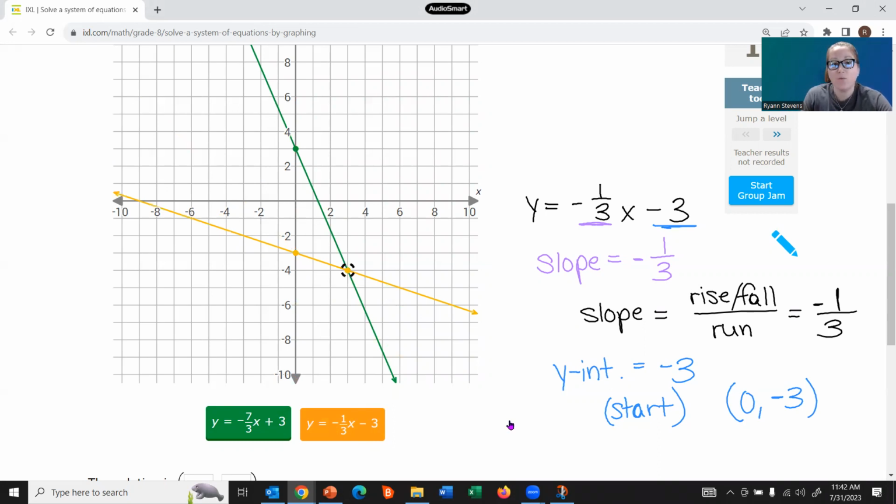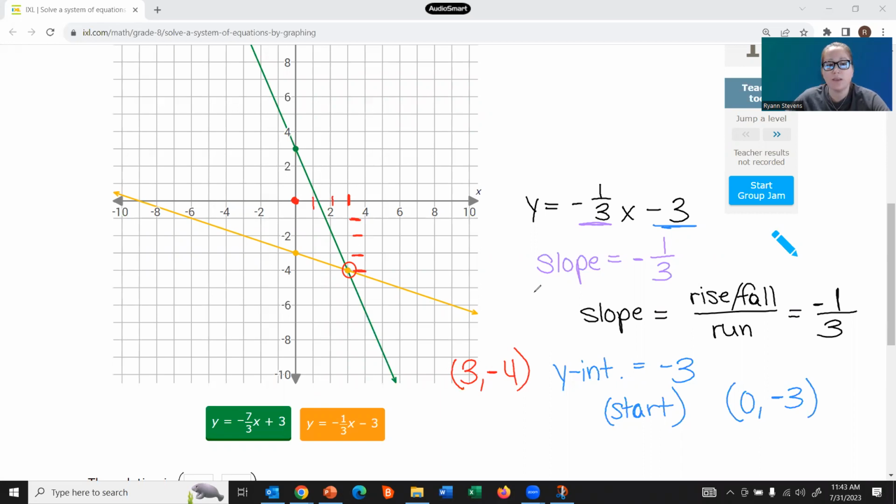Now we can see where these two graphs cross. They cross right at this point right here. So we can pick out that ordered pair by saying, okay, we're starting at 0 on our x-axis. To line up with that point, we're going to go over 1, 2, 3 places. So that's going to be our x. And then our y, we're going to go down 1, 2, 3, 4 places. So that's a -4.